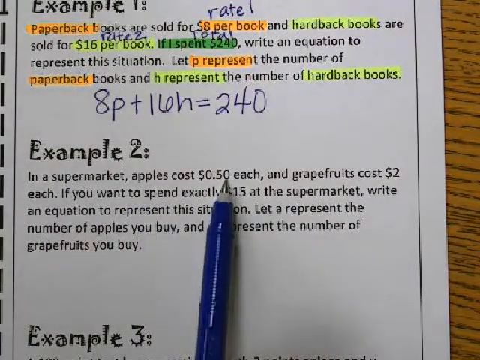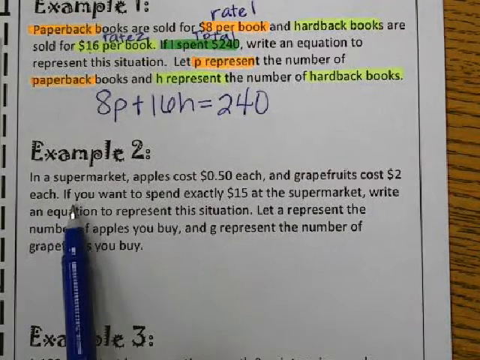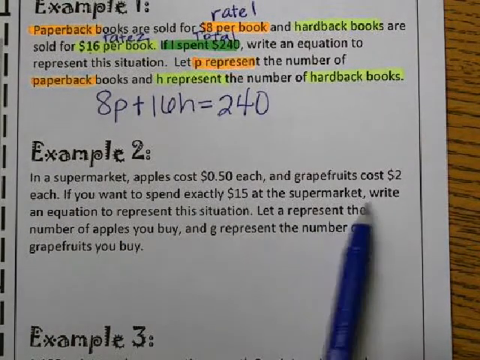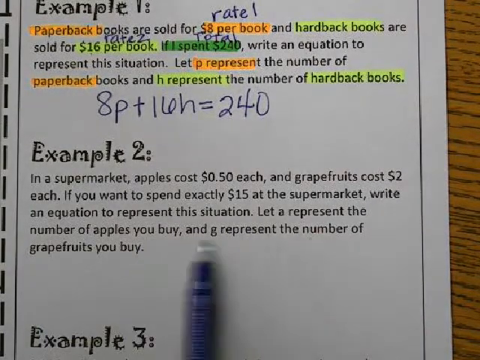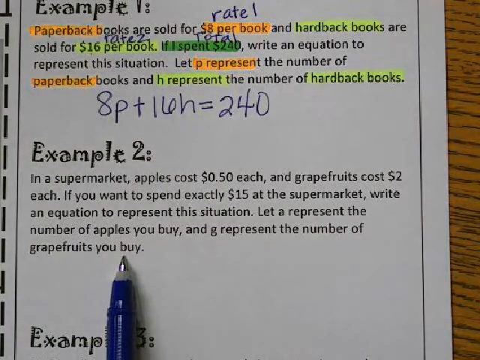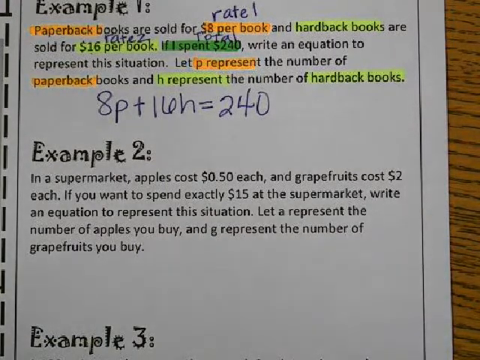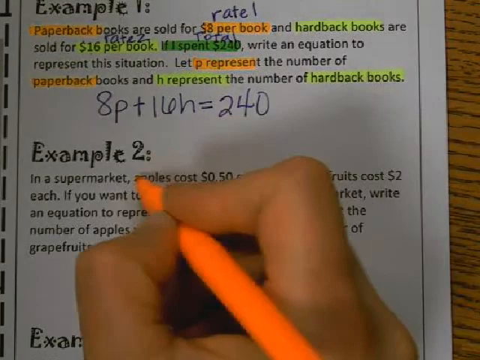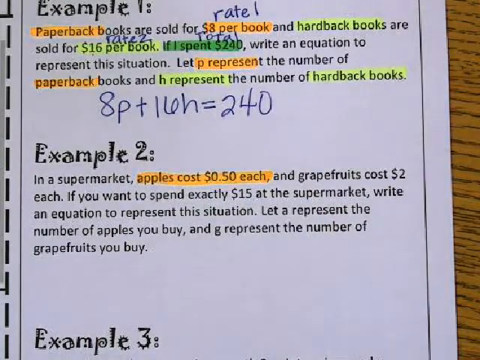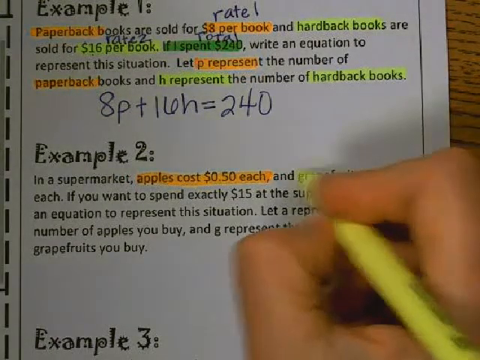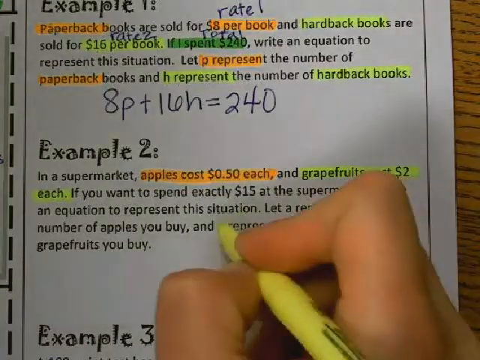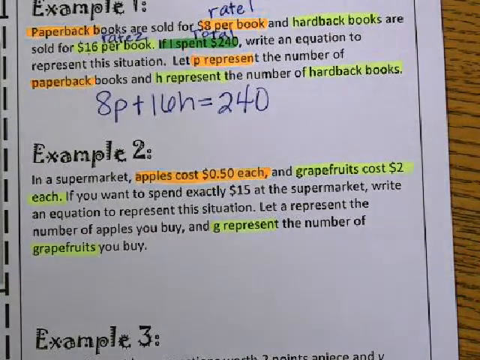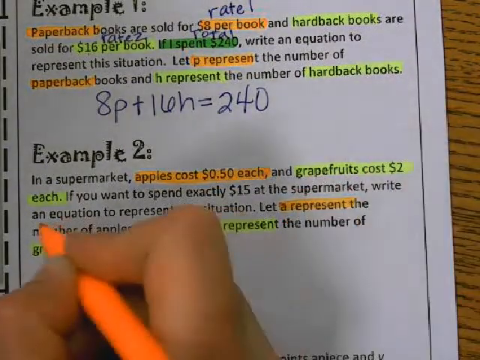Okay? Example 2. In the supermarket, apples cost 50 cents each, and grapefruits cost $2 each. If you want to spend exactly $15 at the supermarket, write an equation to represent this situation. Let A represent the number of apples you buy, and G represent the number of grapefruits you buy. Okay, so I notice that I have 2 rates. I have the first rate, which is apples cost 50 cents each. I have the second rate, which is grapefruits cost $2 each. Now I've read through the whole problem, so I already know I need to let letters represent things. So G represents the grapefruits, so I'm going to make sure that's yellow, and A represents the apples.